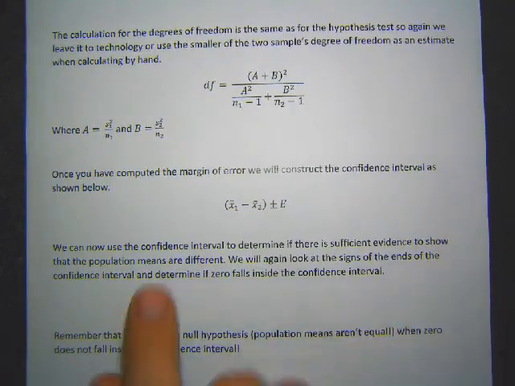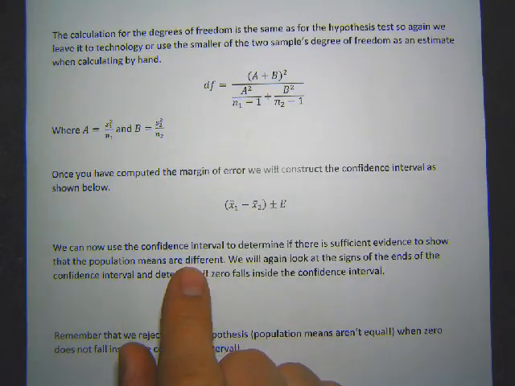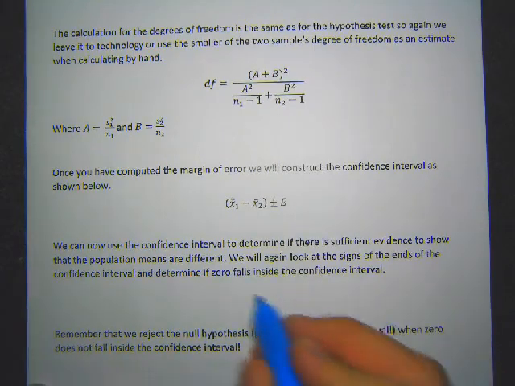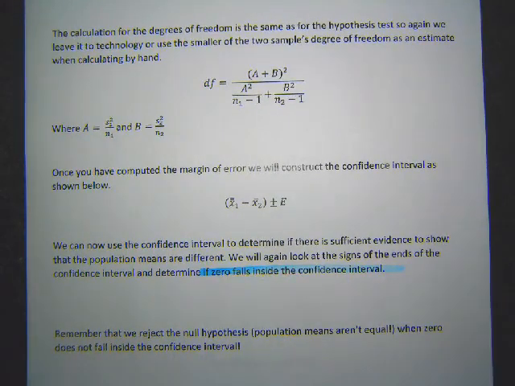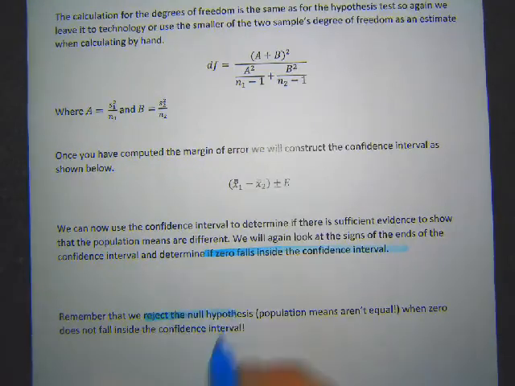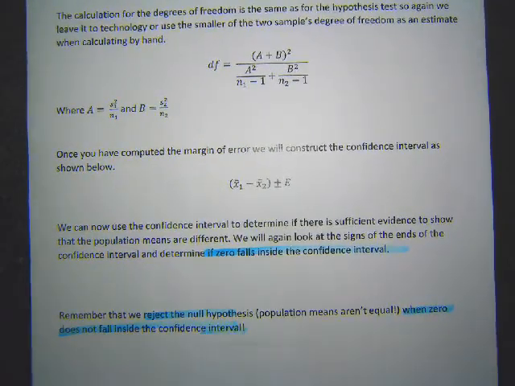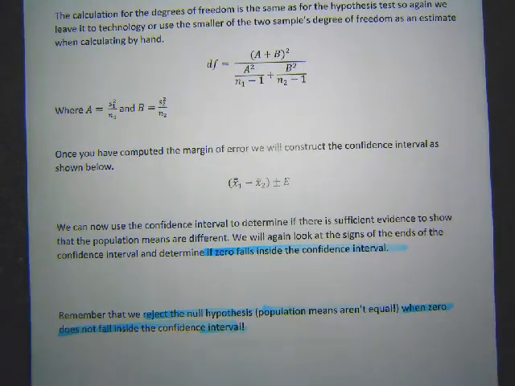And we can use confidence intervals again to determine whether or not to reject, like a hypothesis test. Like before, we'll look to see if 0 falls inside the confidence interval, because that's how we decide. Remember that we reject the null when 0 is not inside the confidence interval. So we say that the population means are not the same.